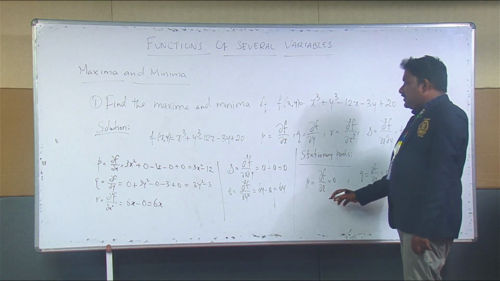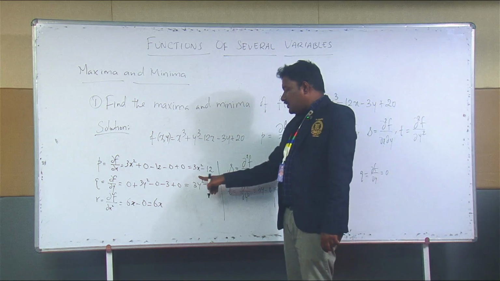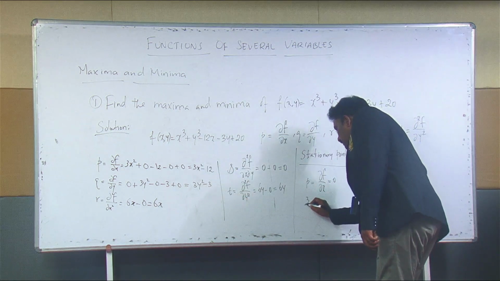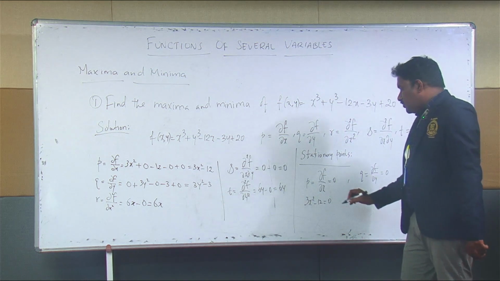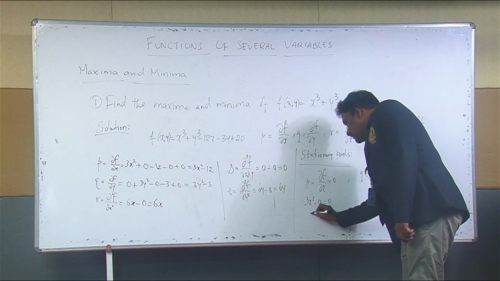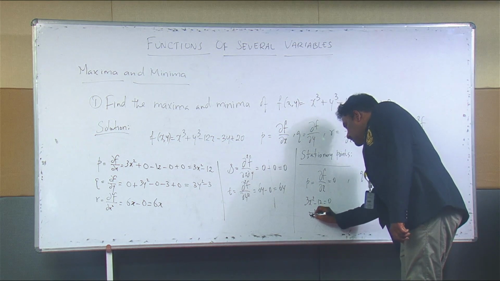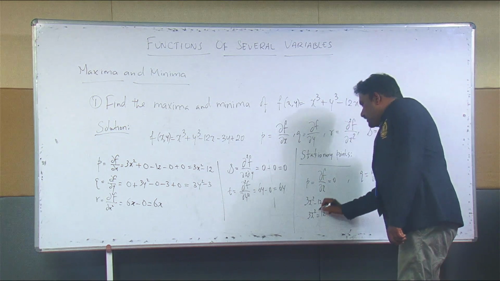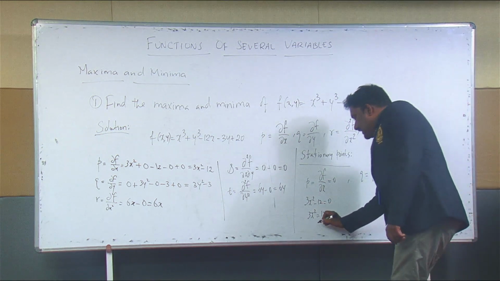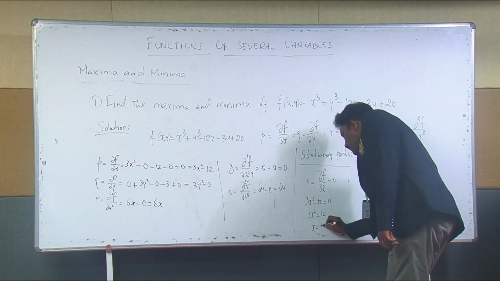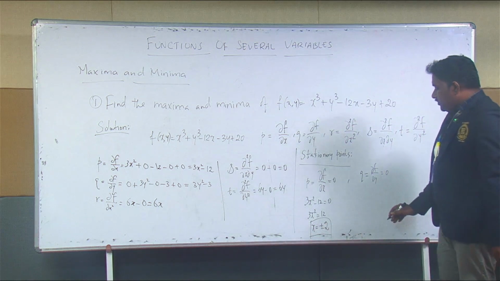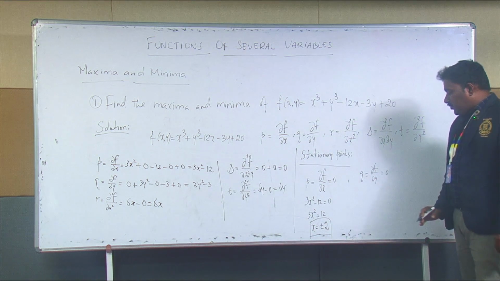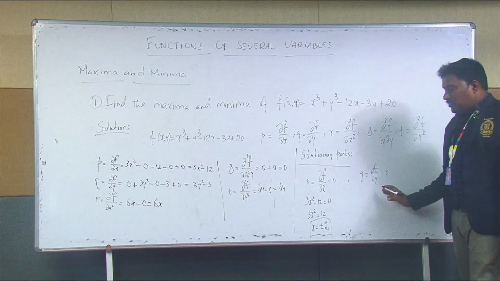So, what is dou f by dou x here? We get 3x square minus 12. So, 3x square minus 12 equal to 0. By solving them we will get x square equal to 12 by 3, which is 4. So x value will become plus or minus 2.